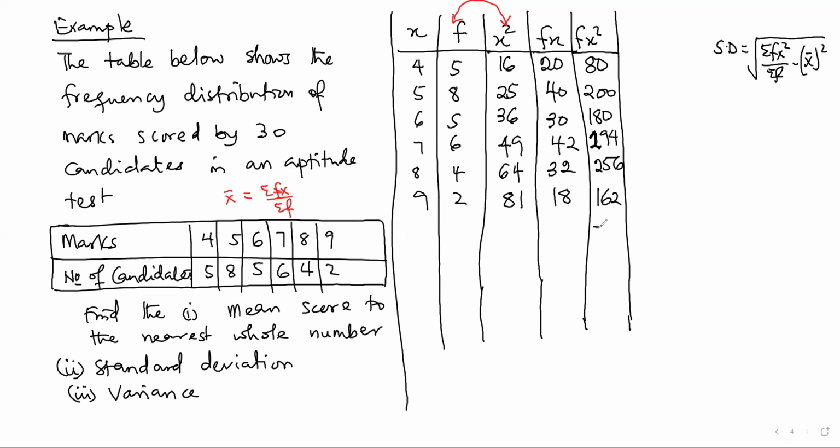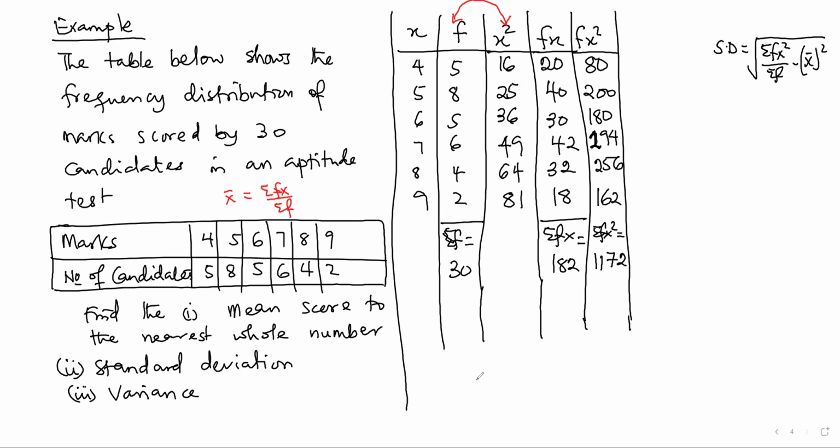So we're going to sum our fx squared, and we sum everything here: 80 plus 200 plus 180 plus 294 plus 256 plus 162 is 1172. We need to sum fx. When we sum fx, 20 plus 40 plus 30 plus 42 plus 32 plus 18 gives us 182. Then we need to sum our f. We sum f, we're going to get 30.